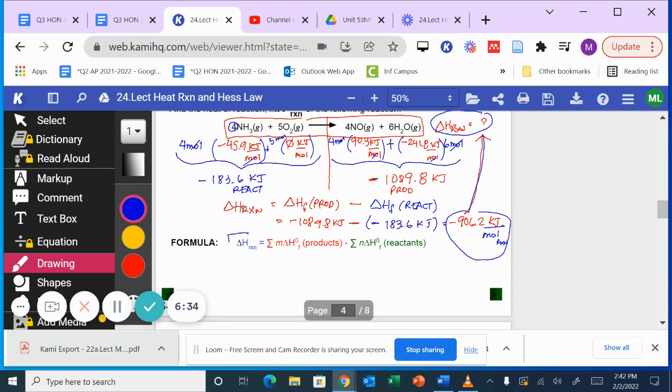Okay, the book will give you this formula right here. This is the heat of reaction, which is negative 906.2 kilojoules, equals this sum. That means I'm just adding the heat of formation of the products. The M means the moles. So when I multiply the moles, minus, so this is the products minus the reactants. Same thing as what I did here, but this one is just a little bit fancier with a summation, meaning to add it right here.